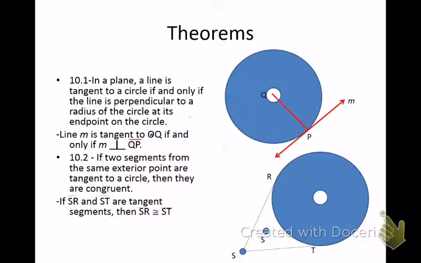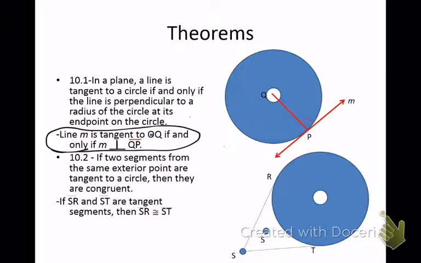What does that mean? It basically means that if line M is going to be a tangent, it would have to be perpendicular to radius QP. Okay? And that's the statement that you're going to want to write in your notes. Okay? Line M is tangent to circle Q if and only if it's perpendicular to QP.